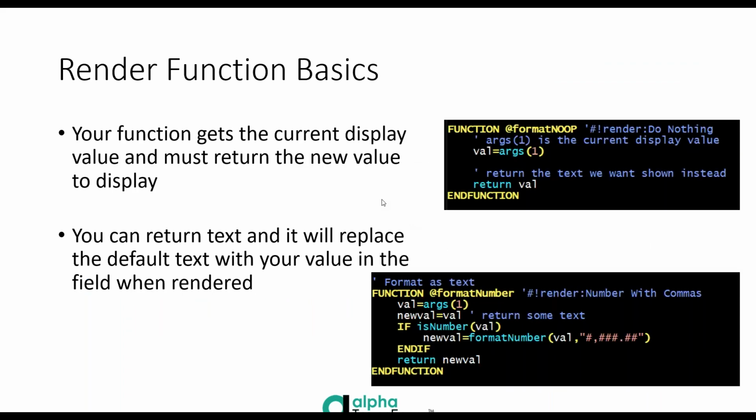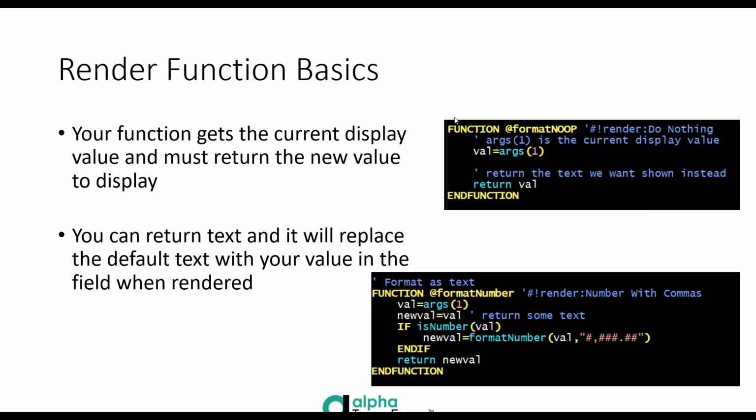So the very basics, like we said, you get, as the first argument to your function, whatever the value of the field currently is as text. And then you're responsible for returning what you want to come back out. So first example is a no operation, do nothing function. We get the value, we just spit out the same value. It won't look any different there.